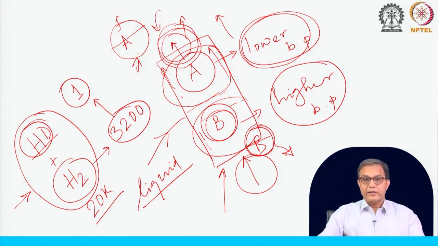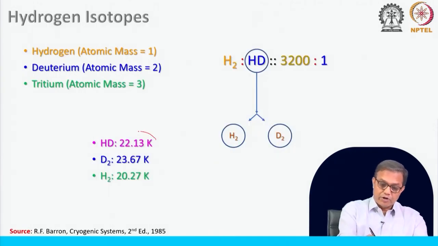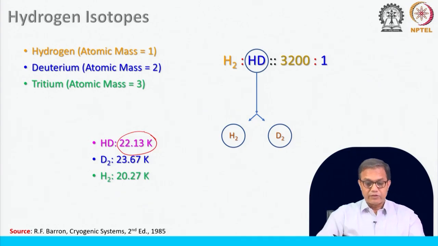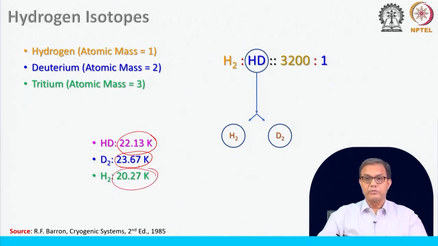Now, let us see, if we remember the boiling point of hydrogen deuteride was 22.13 K, deuterium is 23.67 K and hydrogen is 20.27 K. So, they are pretty close to each other. Obviously, what we need to understand is that this distillation will be quite difficult in nature, but as I said, we will not go into the details of this distillation column.